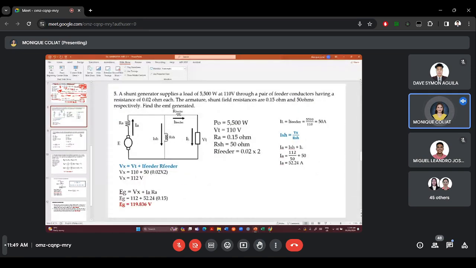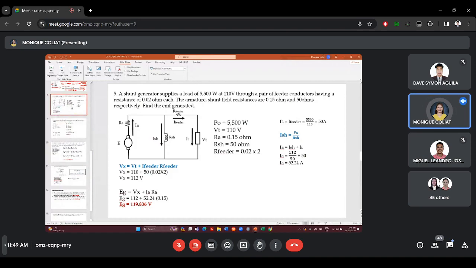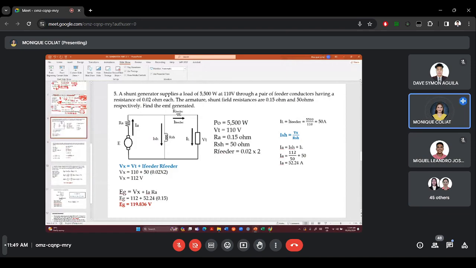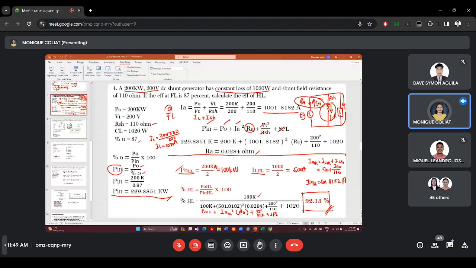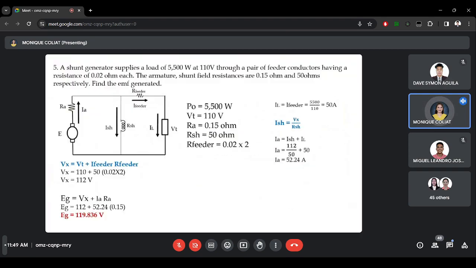So, a shunt generator supplies a load of 5,500 watts at 110 volts through a pair of feeder conductors having a resistance of 0.02 ohm each. The armature and shunt field resistances are 0.15 ohms and 50 ohms respectively. Find the EMF generated. So, may binigay na rating ng shunt generator which is 5,500 watts, which is your PO, and 110, which is your VT.